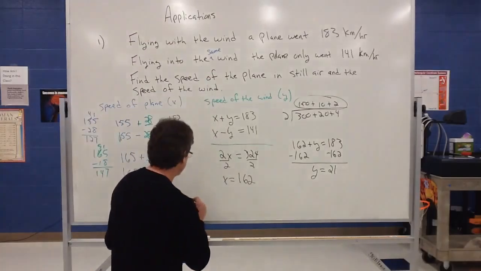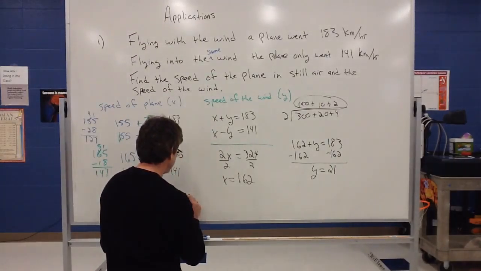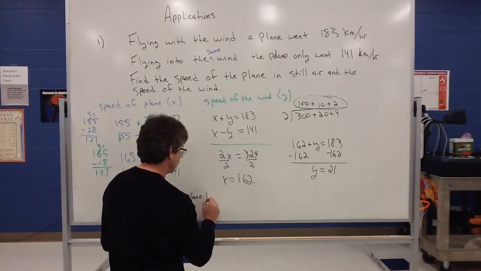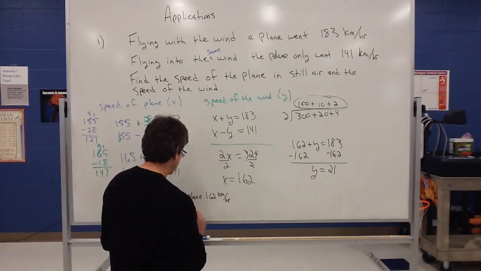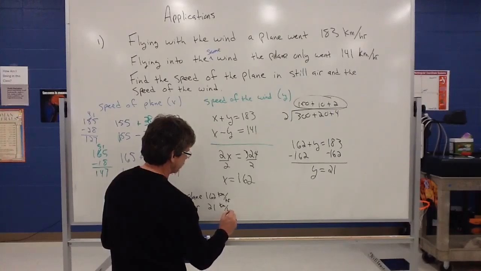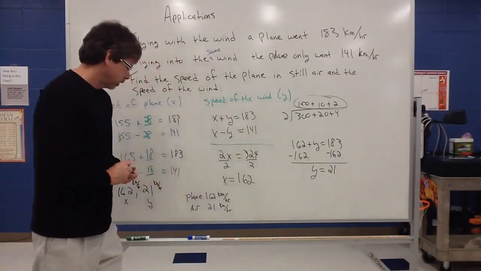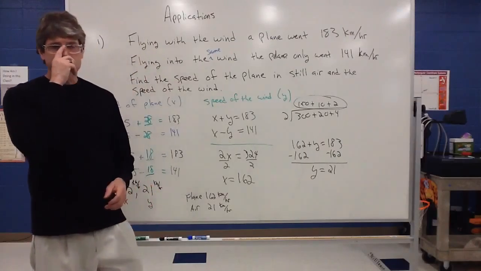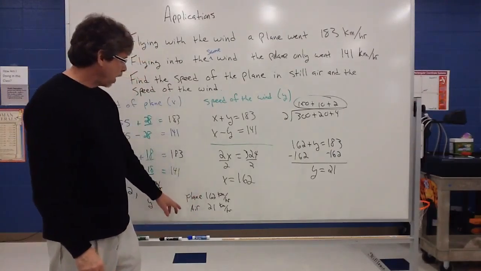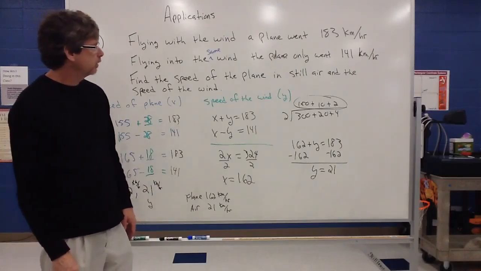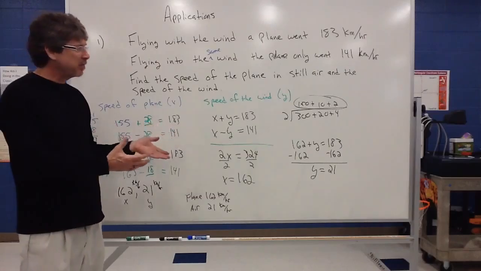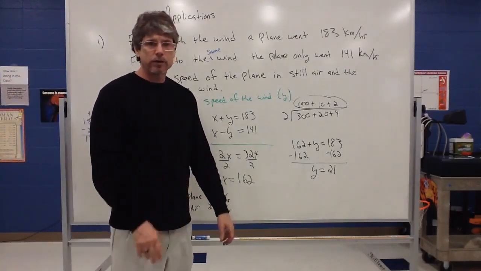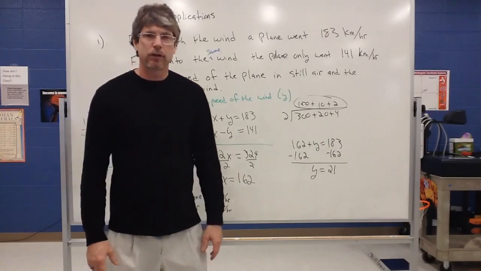To clarify this, the plane is going 162 kilometers per hour, and the air is going 21 kilometers per hour. Make sure you clearly spell out which is which. You may want to not just say x and y, but put the words plane and air into that. So that shows you that applications can be solved by using systems of equations. We're going to try to do one more application. Let's see where that takes us.